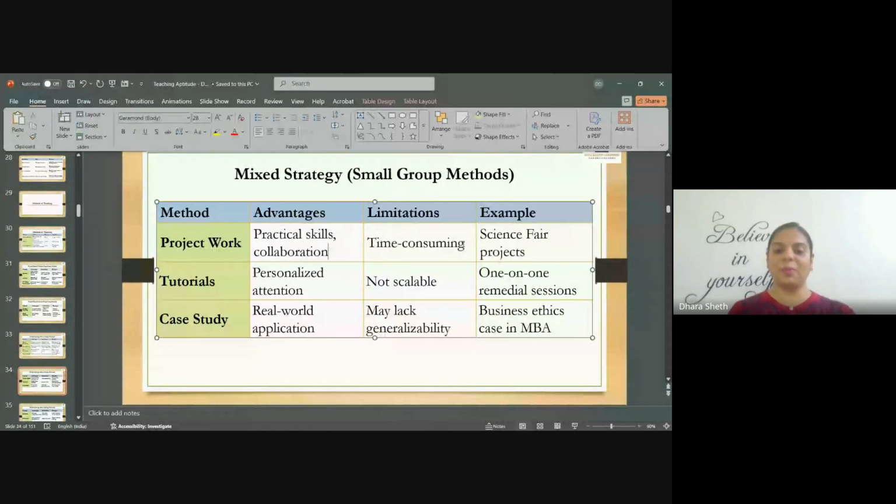So see, age appropriateness is also very important, which we will talk about when it comes to learner skills. That is, what's the age of the student and what you are making them do.